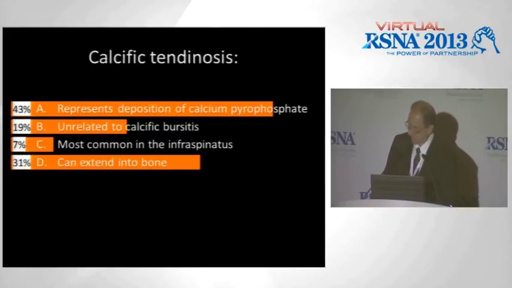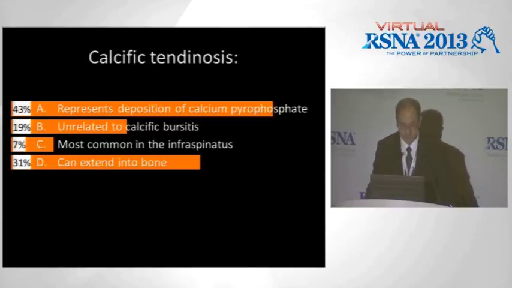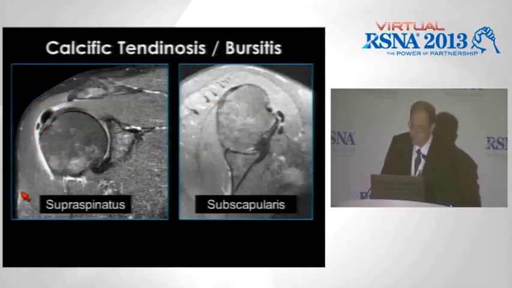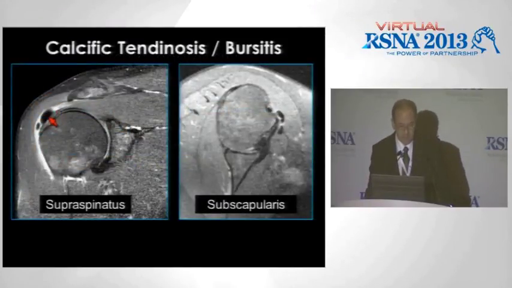All right, so all over the board here. So it represents deposition of calcium pyrophosphate. Unfortunately, that's a trick question. It's calcium hydroxyapatite. Calcific tendinosis, calcific bursitis is hydroxyapatite deposition. So the answer is can extend into bone. And I'll show you an example of that.